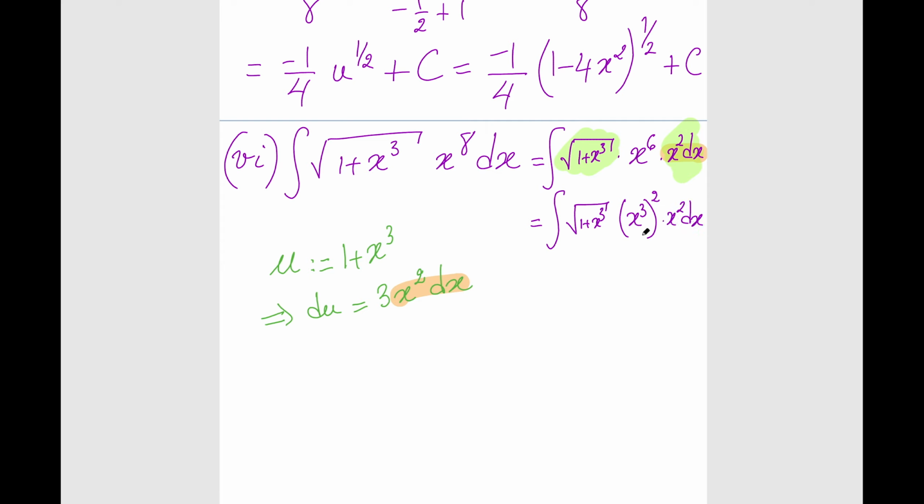Aha, now I can see it. X cubed, I see x cubed in terms of u. It's u minus 1, right? X cubed is u minus 1. Agree with me? So x cubed is u minus 1. So I can write then x to the power 6, which is x cubed squared, in terms of u. It's u minus 1 squared. Agree with that? Okay. So this becomes equal to, now I can inject this discussion here.